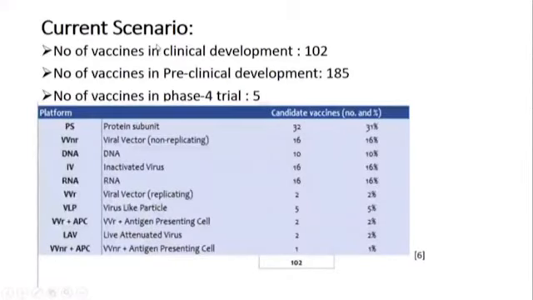In the current scenario in the world right now, there are 102 vaccines in clinical development, 185 vaccines in preclinical development, and the vaccines that have already completed the phase 2 trial and are now in phase 4 trial number 5. And depending on the constituents that the vaccines use, the percentage distribution is as shown in the table.